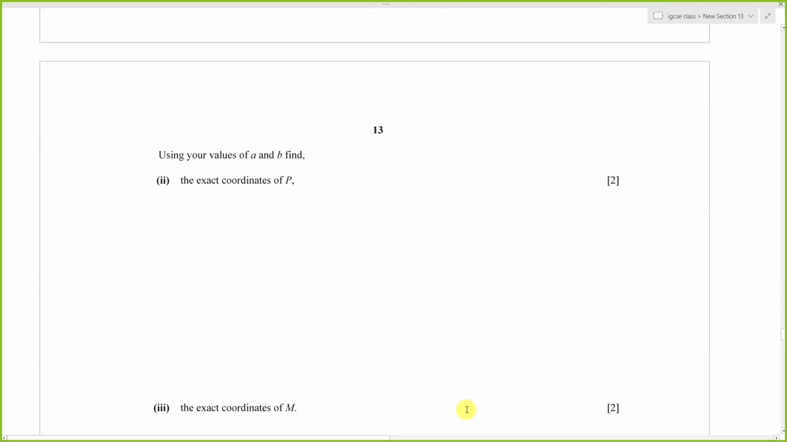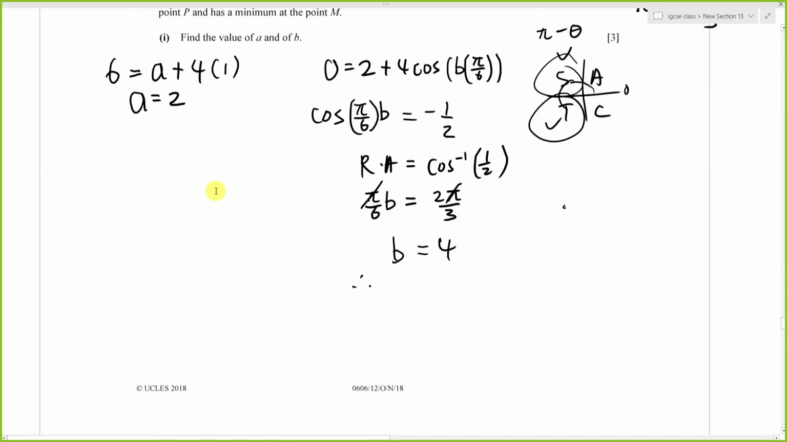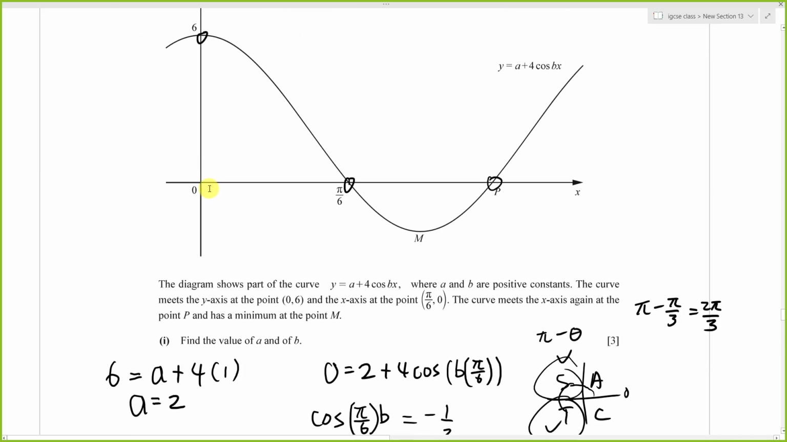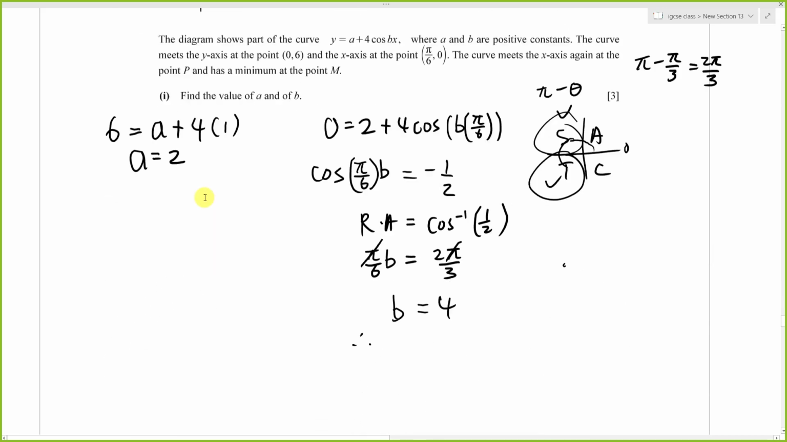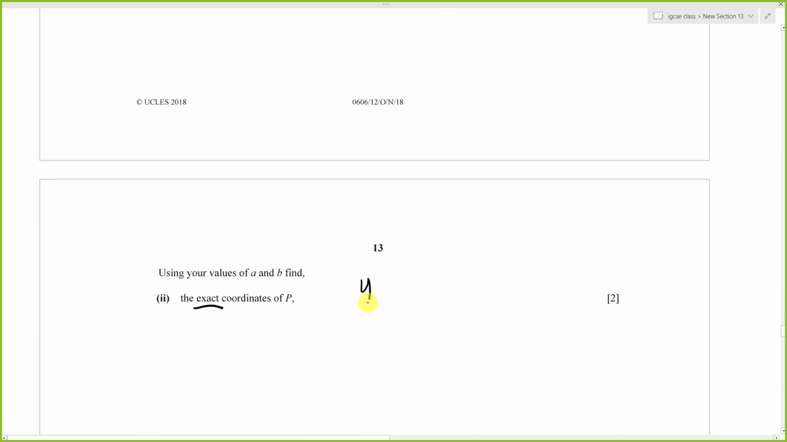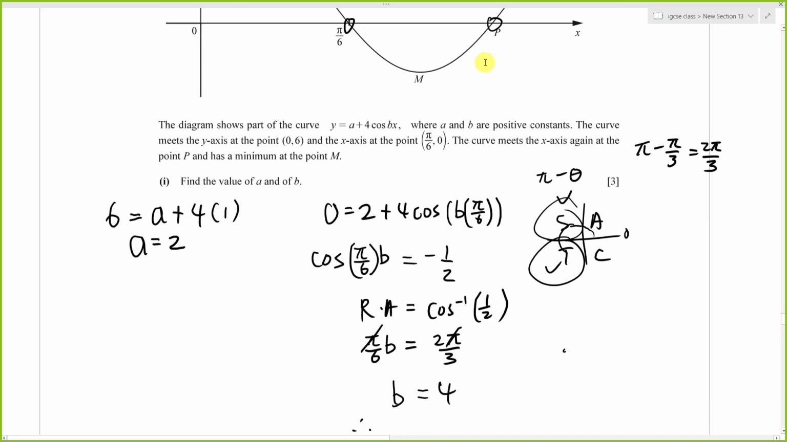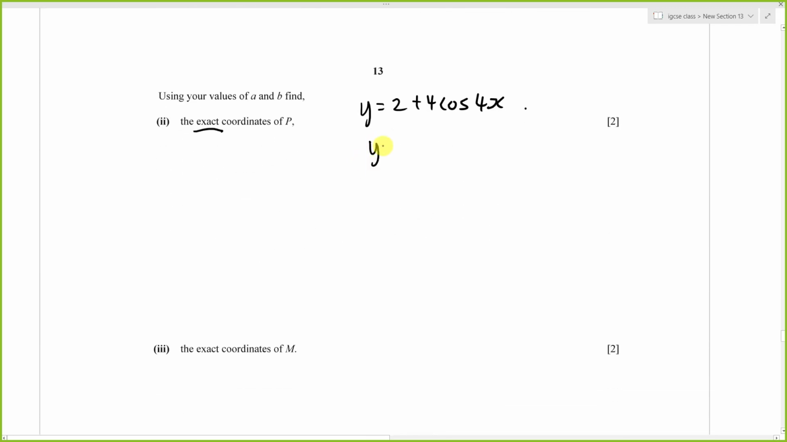Okay, so let's move on. Use your value a and b, find the exact coordinate. See the word exact, that means you must leave your answer in pi, alright? So we have a equals to 2. So I'm going to copy my equation. y equals to 2 plus 4 cos 4x. So they asked me to find P. P will be the second time I meet at the x-axis, right? Meet at x-axis, we know y equals to 0.